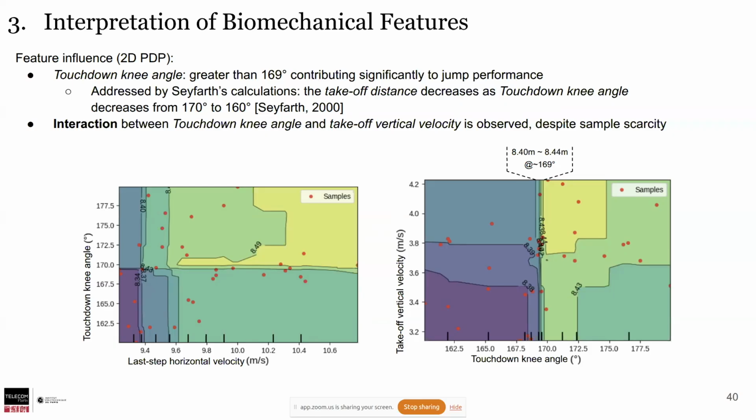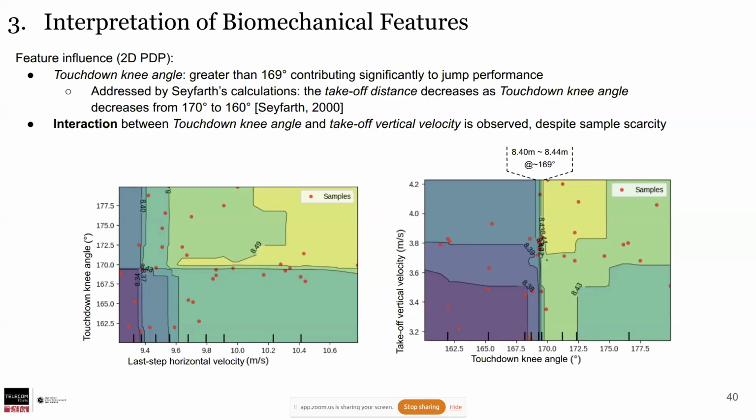This has been partially addressed by CFAS, which explains this phenomenon, that the takeoff distance decreases as the touchdown knee angle decreases. But here the good thing is that we also see how this influences the final performance numerically.